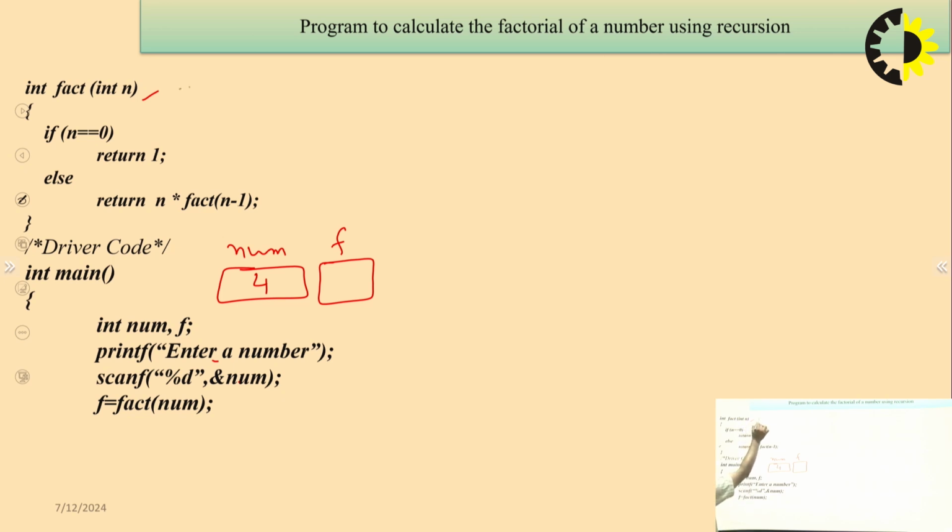and here a variable n. This is the formal parameter n created here. The value of num, that is 4, passed into it, means call by value concept. Now, if n equal to 0, not n equal not 0, then else part comes here, then return what? Return n into factorial n minus 1, means this will return n here 4 into that called fact n minus 1 means 3. Again a function call generates here.